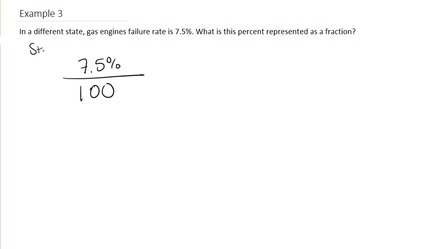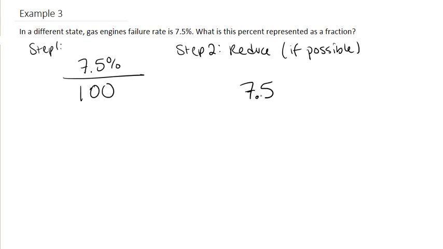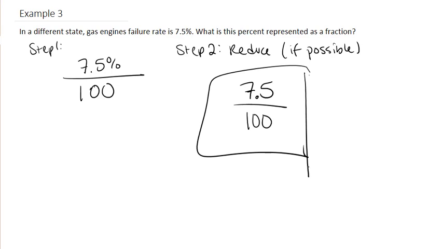And so this is step 1. Step 2 is to reduce if possible. So we see that 7.5 over 100 is in reduced form. So we would just put 7.5 over 100, and this would be our fraction.